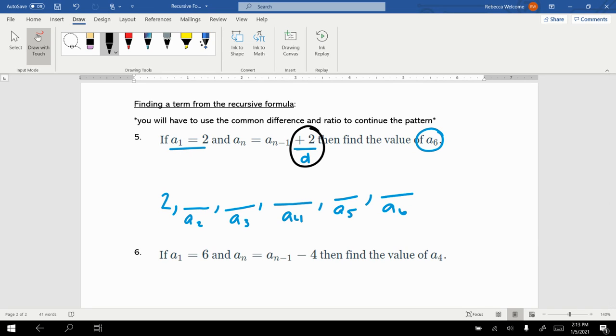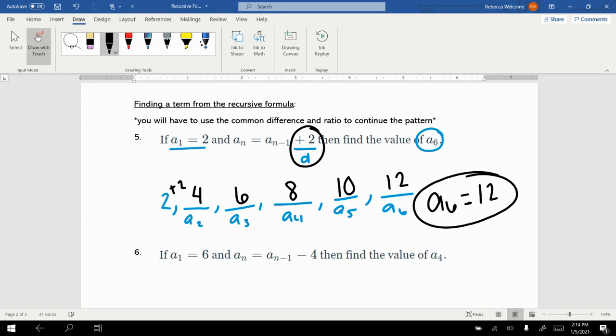So my first term is 2. My difference is plus 2. So I'm going to add 2 every single time until I get to A sub 6. So 2 plus 2 is 4. Plus 2 is 6. Plus 2 is 8. Plus 2 is 10. Plus 2 is 12. Okay, so A sub 6, or the 6th term, is 12. So you would put 12 into the answer on Delta. That's what they're looking for. So you're just always going to continue the pattern until you get to the term that you're looking for.